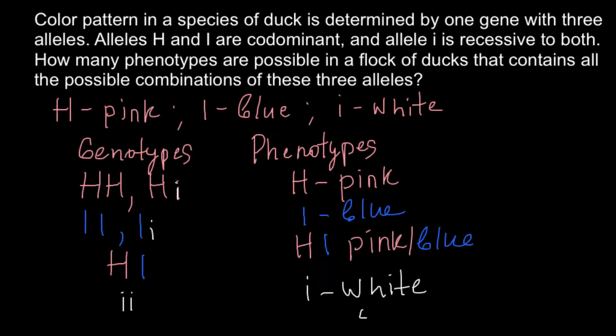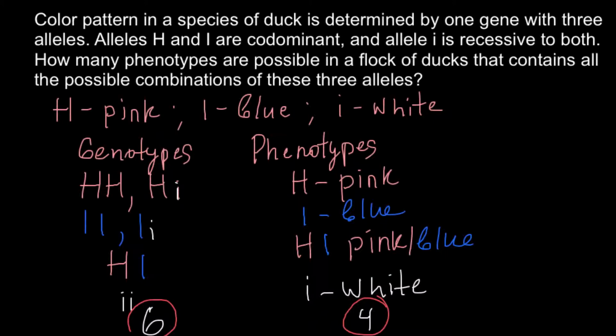So as you see, we have 1, 2, 3, 4 phenotypes, and we have 1, 2, 3, 4, 5, 6 genotypes. And this is going to be the solution of our problem.